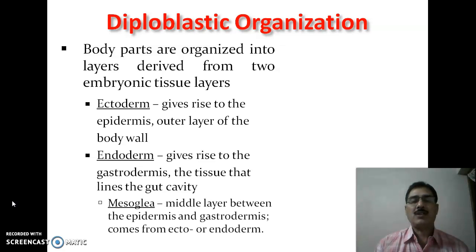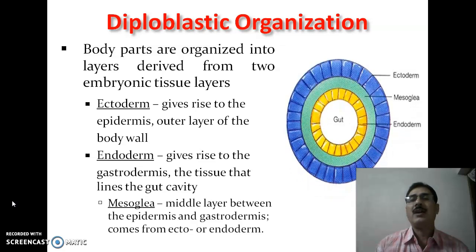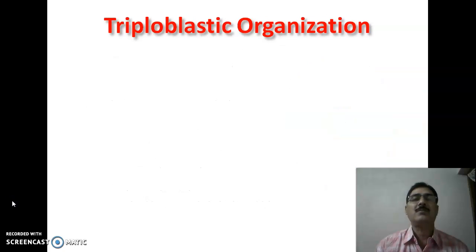Mesoglia, as I told you just, in the case of jellyfishes, it is the middle layer between the epidermis and the gastrodermis, and it comes from ectoderm or endoderm. As you can see here in this, there is presence of ectoderm with the blue color, endoderm with the yellow color, and mesoglia, that is the cementing part between the ecto and the endoderm.